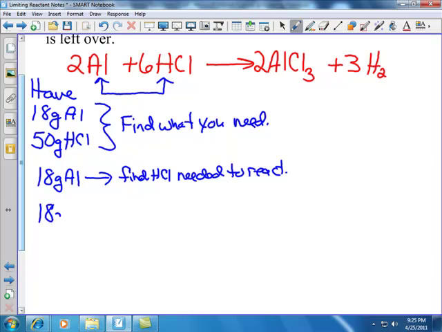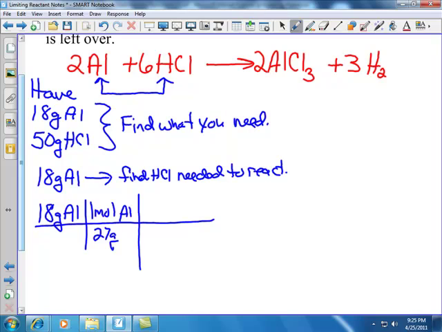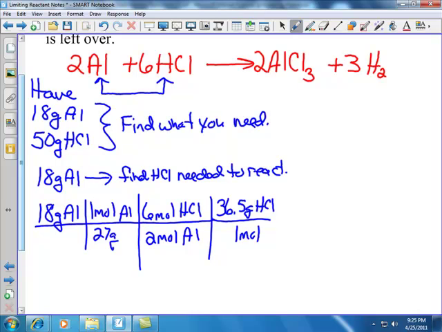So I'm going to take 18 grams of aluminum, and I need to change that to moles. So 1 mole all over 27 grams of aluminum, times a 6:2 mole ratio, so 6 moles of HCl to 2 moles of aluminum, and then times the molar mass, which is 36.5 grams of HCl to 1 mole. So, do the math.